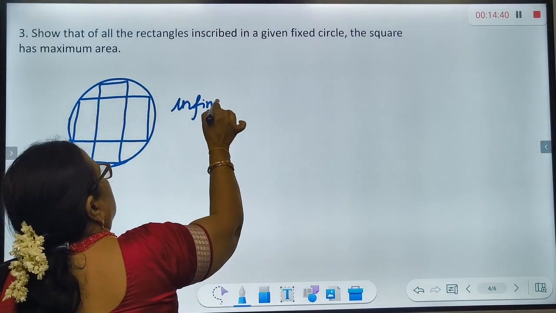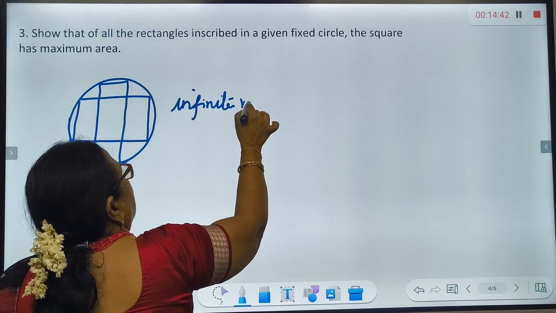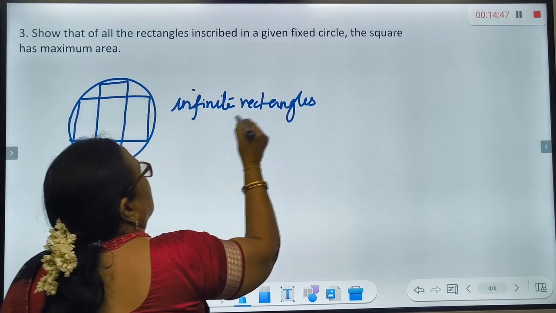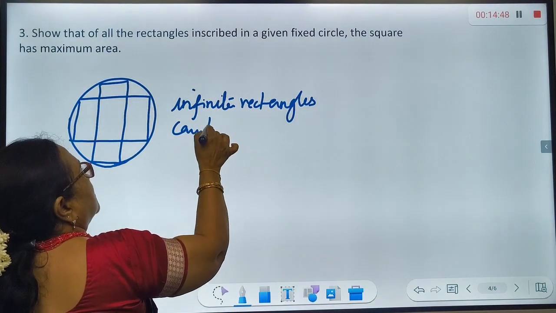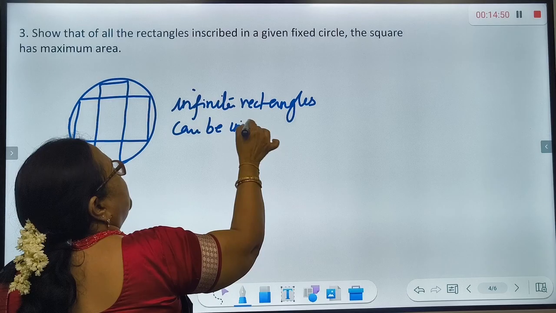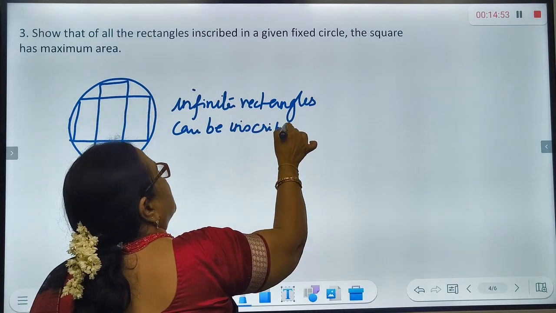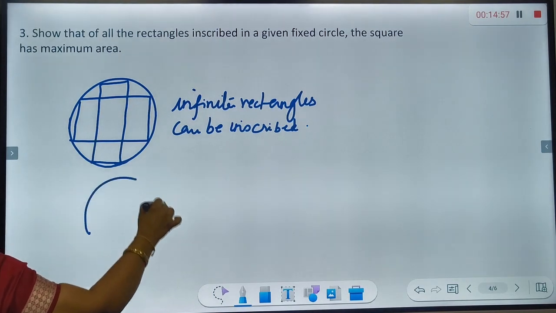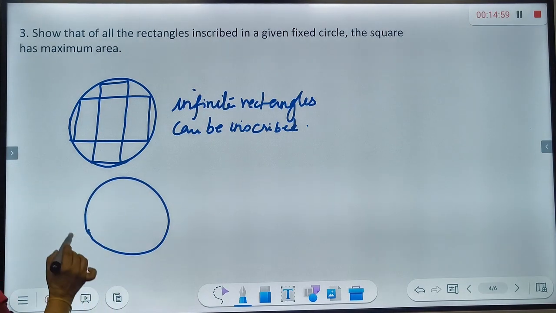Infinite rectangles can be inscribed in a fixed circle. So if a circle is fixed, what does it mean? The radius is constant. Okay.